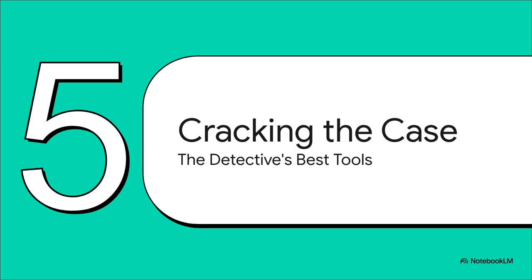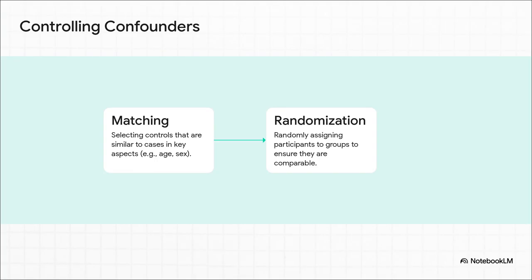This, of course, brings up the million-dollar question. How do our detectives finally pin down the real culprit? I mean, with all these false leads and secret accomplices, how do they prove what's actually going on? Well, lucky for us, they have some pretty amazing tools. They've got some really clever techniques. One is called matching. This is where, for every person in your study with heart disease, say a 55-year-old man who smokes, you find another 55-year-old man who smokes but is healthy to compare them to. It's smart. But the real game changer, the absolute gold standard for cracking a case, is randomization.